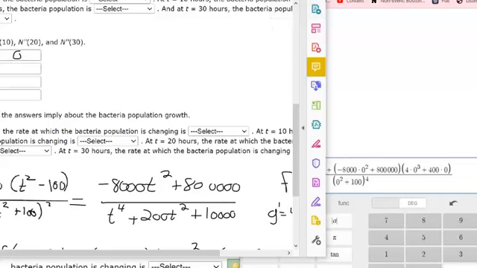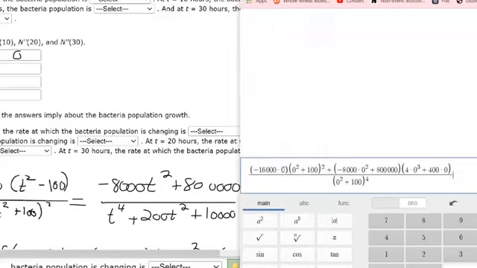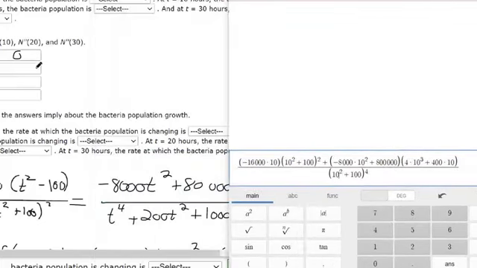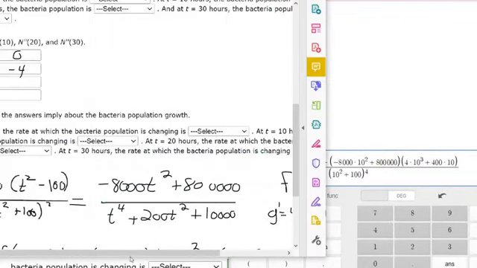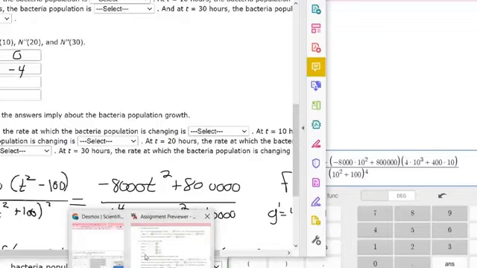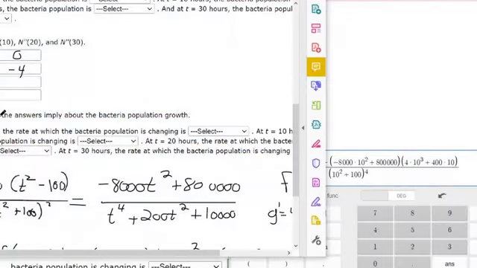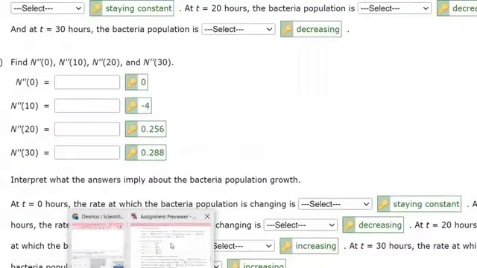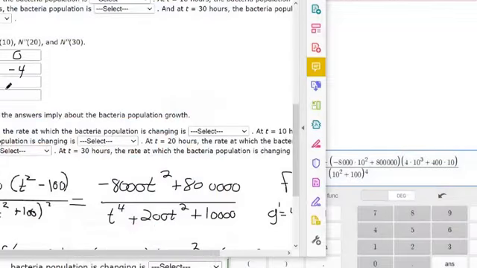And then you can do the same thing for n prime prime of 10. So the second derivative at 10, you can plug in 10 for 0. Replace all those zeros with 10. And we get negative 4. So we can keep going in that fashion. I'm going to check though, because I'm going to have to remake this whole video. Yeah, it's working out. Oh, I need the other answers. So the other ones, if I was to plug in 0.256, 0.288.